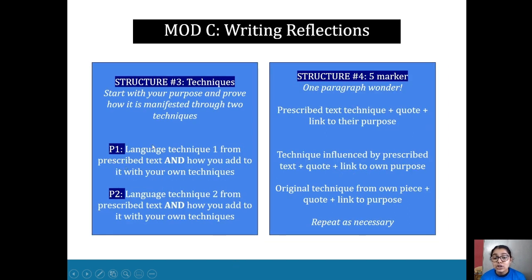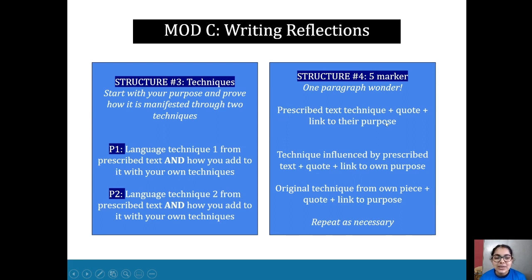Structure 3, techniques. I can talk in paragraph 1 about language technique 1 from the prescribed text and how you add to it with your own techniques. In paragraph 2, I can talk about language technique 2 from the prescribed text and how you add to it with your own techniques. You can also do a one paragraph response. That's if it's a 5 marker. If it's a 10 marker, you want to have 2 paragraphs. If it's a 5 marker, 1 paragraph works.